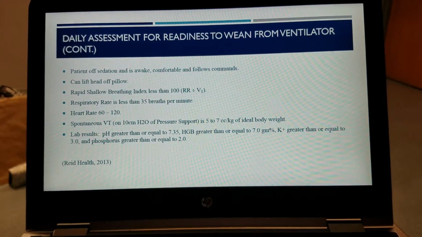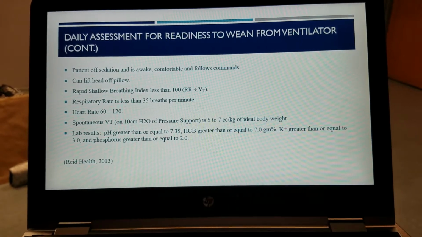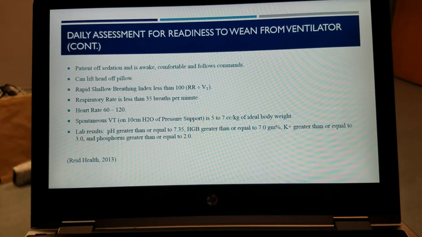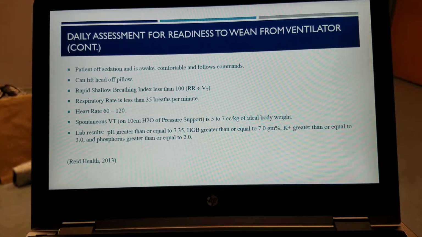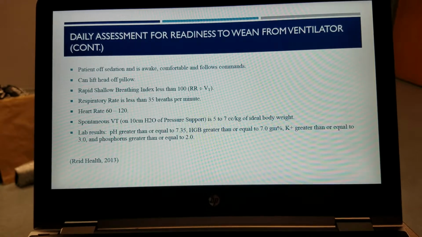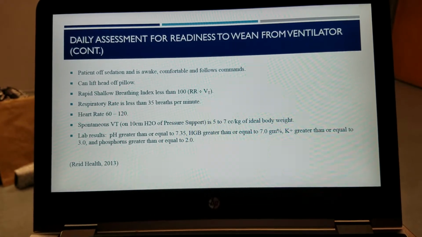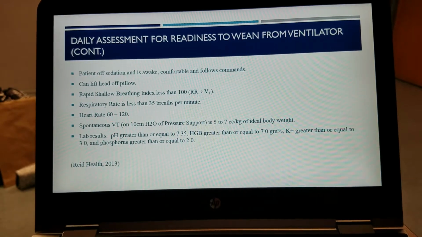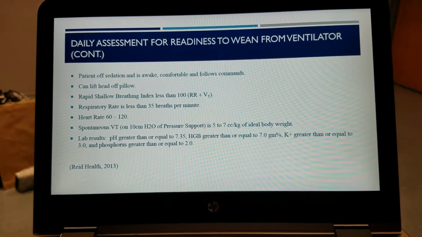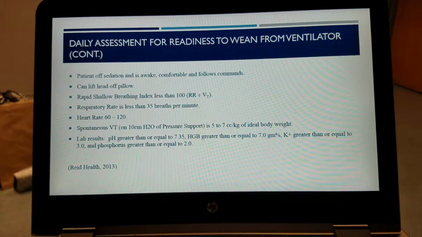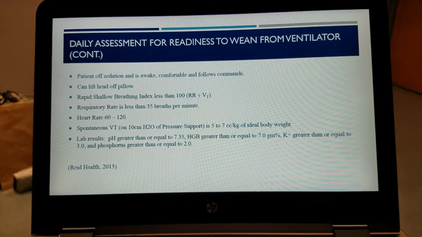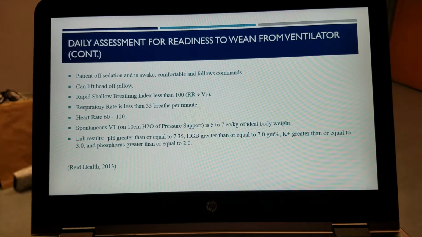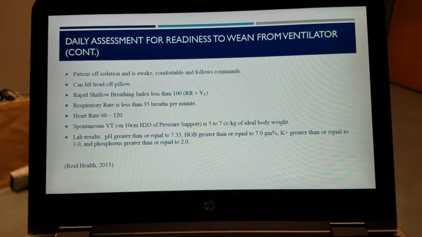So this is daily assessment for readiness to wean from ventilator therapy. The patient is awake, comfortable, and follows commands. They can lift the head off the pillow. They have a rapid shallow breathing index less than 100. The respiratory rate is less than 35 breaths per minute. The heart rate is 60 to 120. They have spontaneous VT of 5 to 7 cc's per kilogram of ideal body weight.